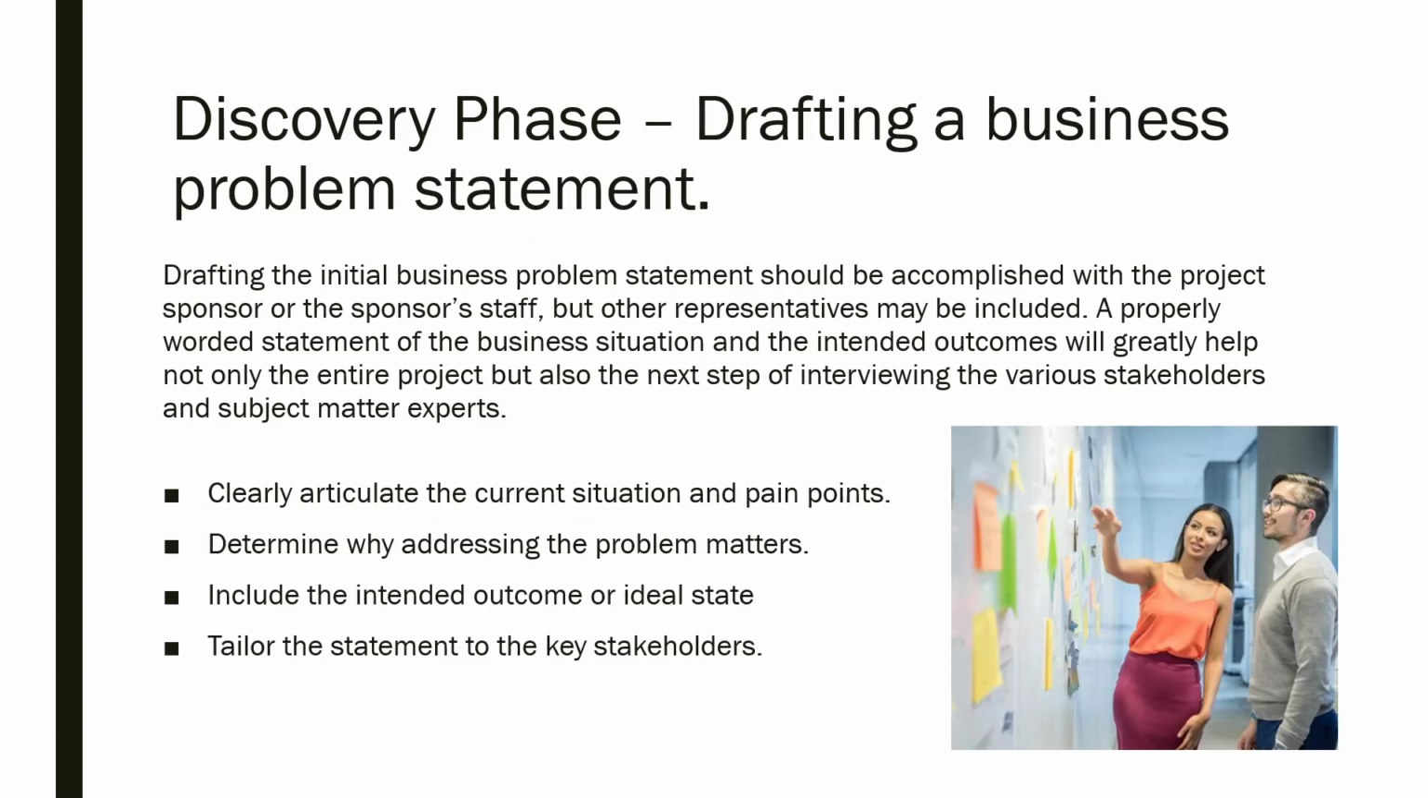We've got the drafting of the business problem statement. Again, there's just a bit more information on here which goes through the drafting of that business problem statement. The clear things to consider are that you're clearly articulating the current situation and the pain points. You're determining why addressing the problem matters. You're including the intended outcomes or ideal states, and you're tailoring the statement to the key stakeholders. Tailoring that statement to the key stakeholders can be really important.